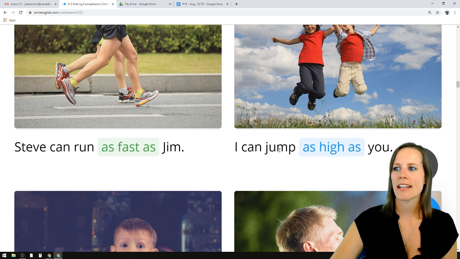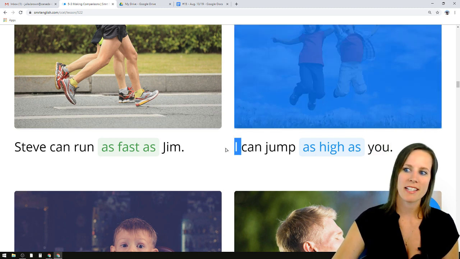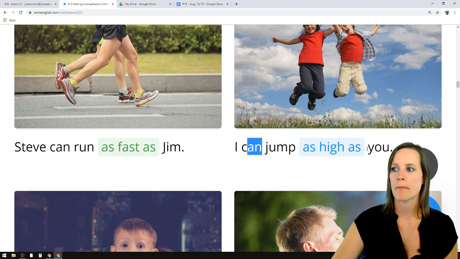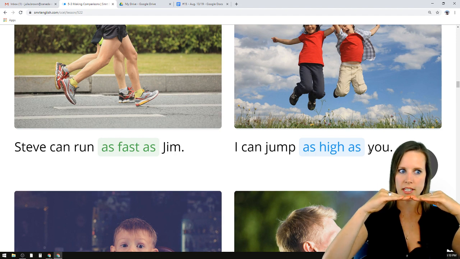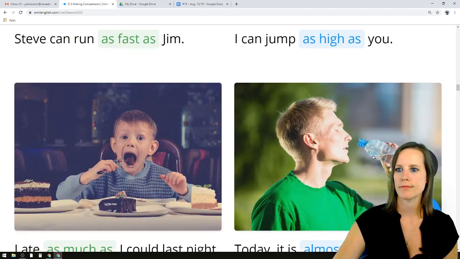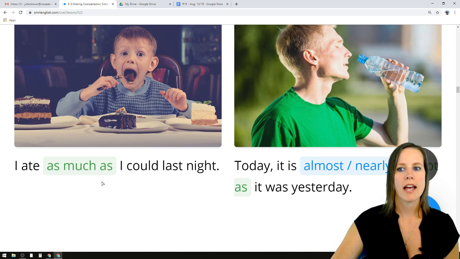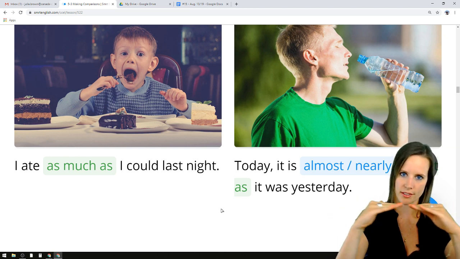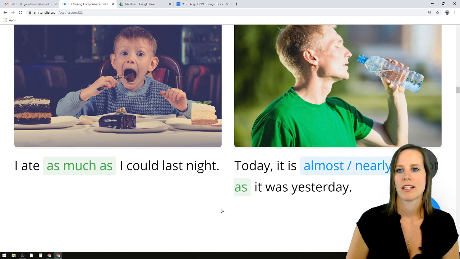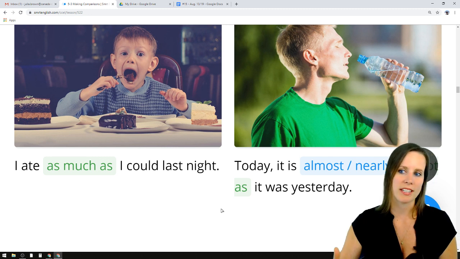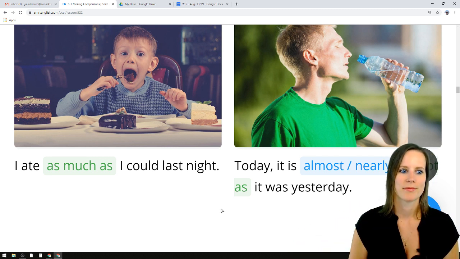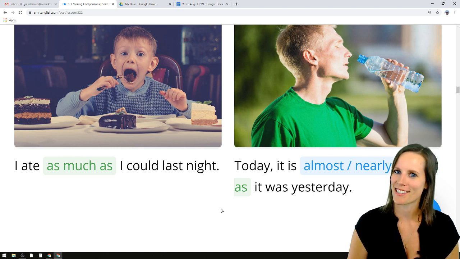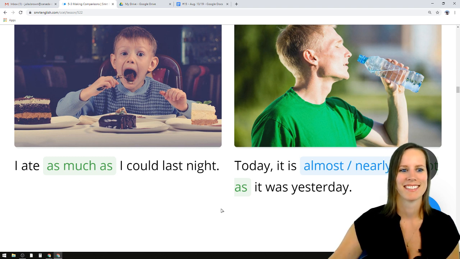Next sentence, I can jump as high as you. So this means I have the ability to jump as high as you, equal, okay? I ate as much as I could last night, okay? Kind of comparing yourself with yourself, but you did as much as you could. Or I ate as much as you did last night, equal. And I can't speak French as well as you. That's true too.